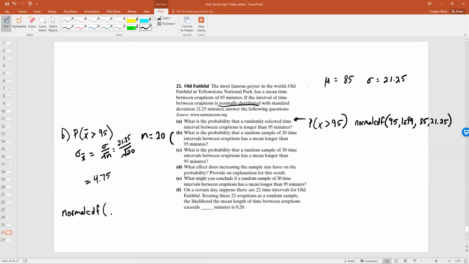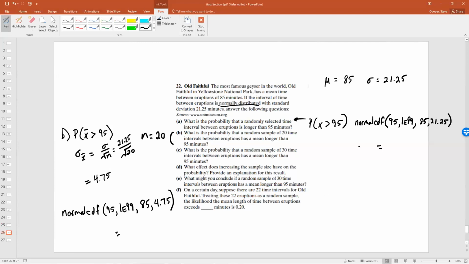So we're going to say normal CDF, and again, we're asking for greater than 95, only this time we're asking in terms of sample means, for a sample size of 20. So the 85 doesn't change, but this does change to 4.75. Notice how much it shrunk the standard deviation from the underlying normal distribution when I take 20 at a time and calculate means.